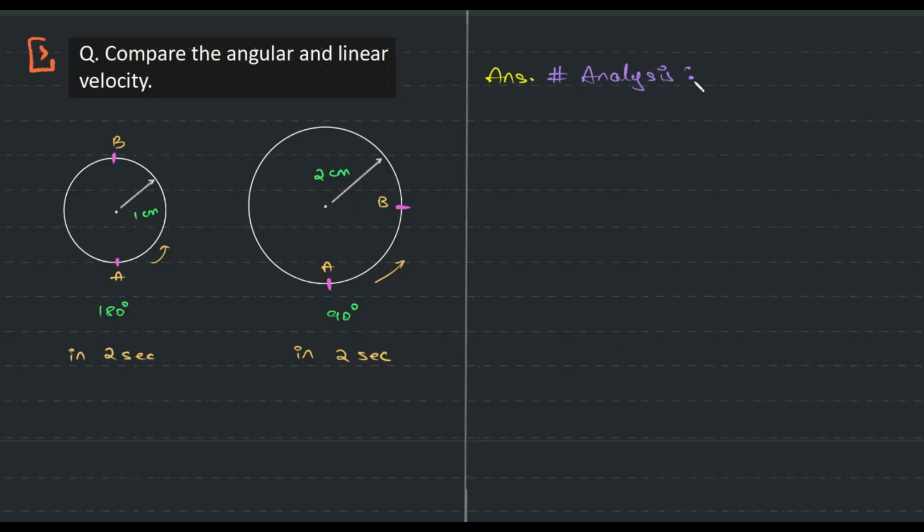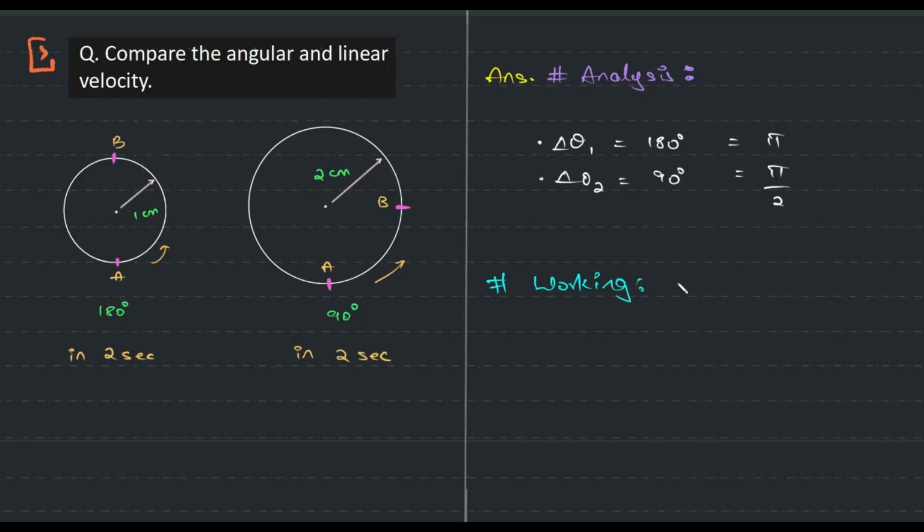We have to figure out the angular and linear velocity. We have to compare, basically. So first thing is, for both cases, we have theta 1. Delta theta 1 is 180 degrees and delta theta 2 is 90 degrees. So this will be pi and this will be pi by 2. Now we will figure out, and time and everything is given, that I'm not going to write.